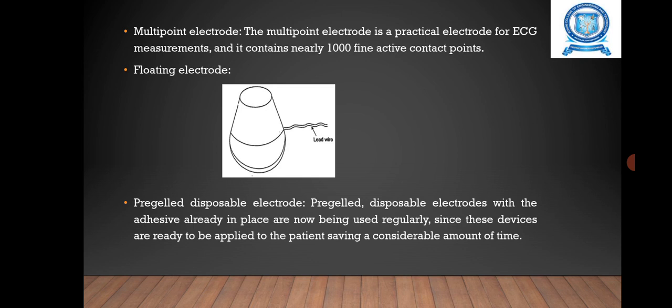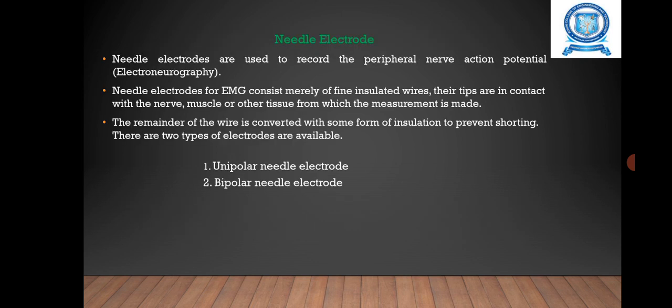The next one is the needle electrode. It is used to record the peripheral nerve action potential. The needle electrodes for EMG consist merely of fine insulated wires. Their tips are in contact with the nerve, muscle or other tissue from which the measurement is made. The remainder of the wire is covered with some form of insulation to prevent shorting.